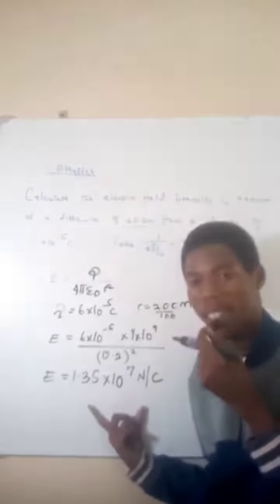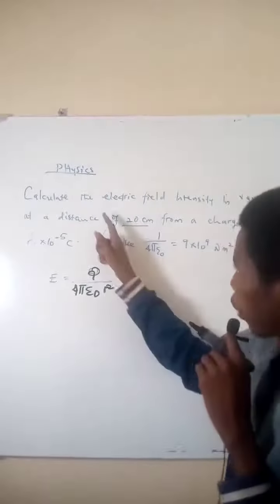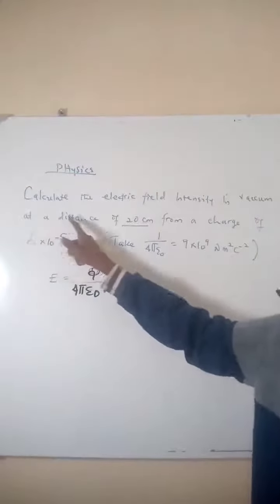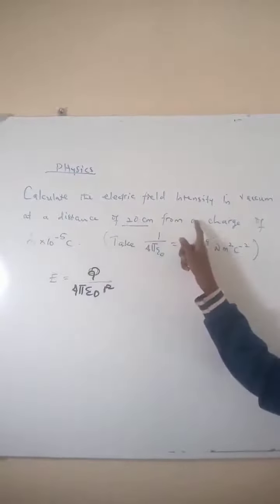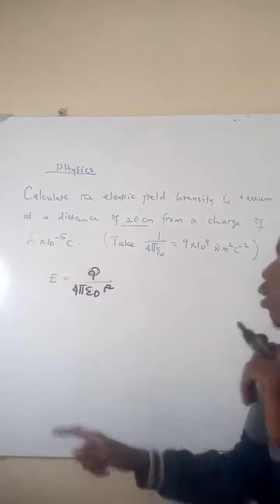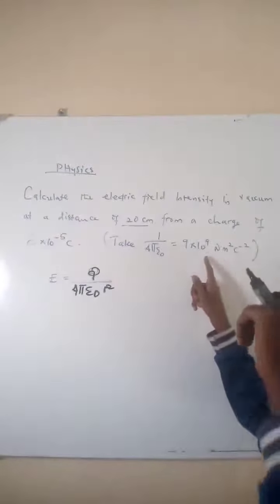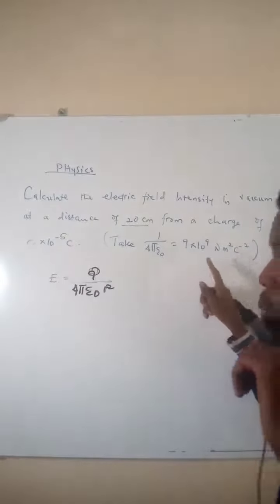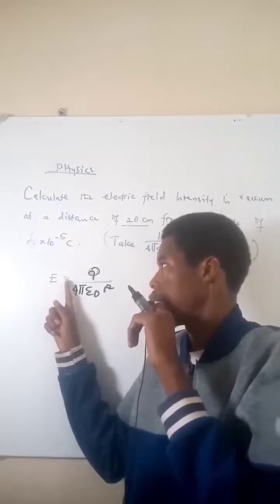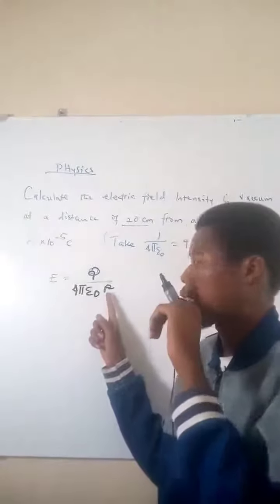Final answer na electric field intensity. So let me show you how to answer it. Calculate the electric field intensity in vacuum at a distance of 20 centimeters from a charge of 6 exponential negative pi coulombs. Take 1 over 4 pi epsilon naught equals to 9 exponential 9 Newton meters square per coulomb square. So the formula you are going to use is this one. E equals to Q over 4 pi epsilon naught r square.